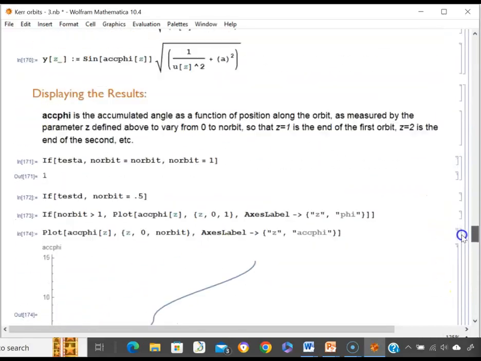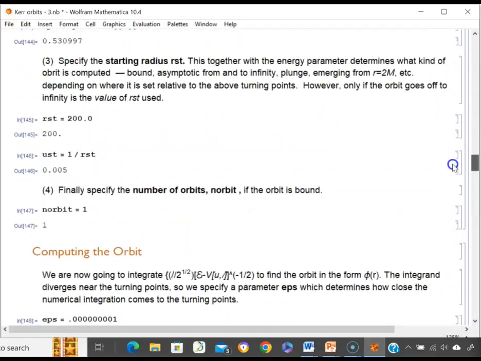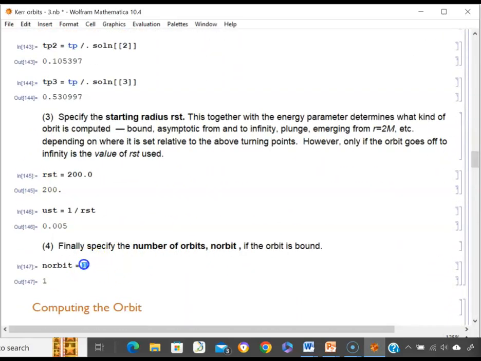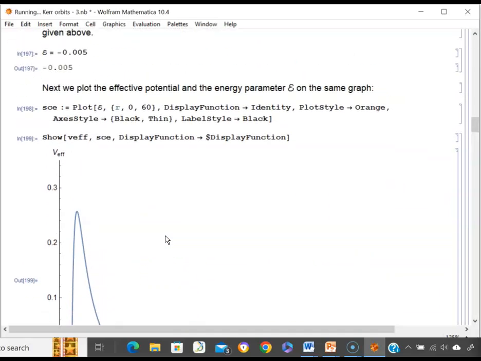What I'm going to do now is change the number of orbits, and I'm going to go for, as soon as I find it, 2. I want 2 complete orbits. Okay, and again, just evaluate the notebook. It says energy E is the orange. It's just below the negative there, so we're going to have a bound orbit.